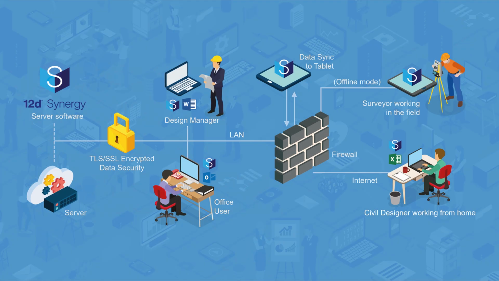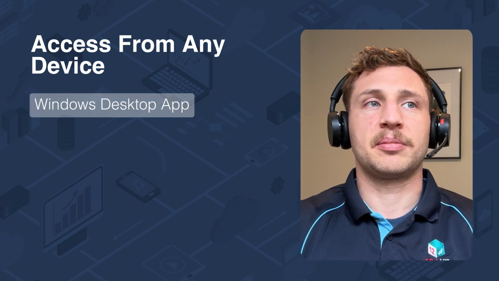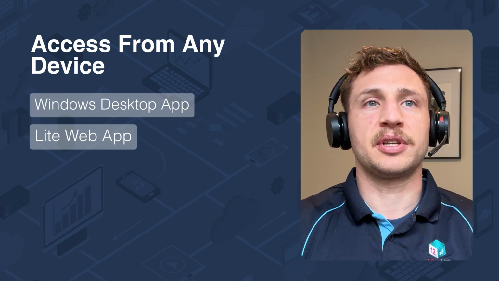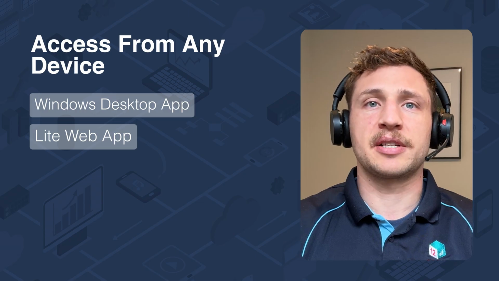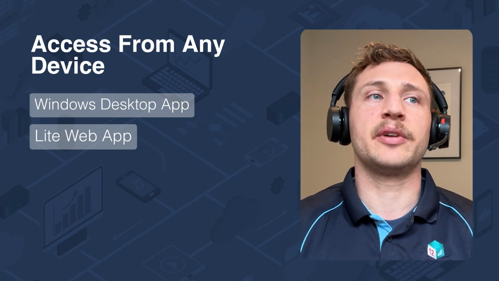This is how 12D Synergy sits in an organization. So you have a centralized 12D Synergy server that's your single source of truth, and you can connect to all the information stored in your 12D Synergy server using one of our 12D Synergy clients. You can do so in the office, but also anywhere that you have an internet connection. Primarily, you'll be using our Windows desktop application, but we do also have a light version that's available via any internet browser, so you can get access to any information that you have permissions to see wherever you are.